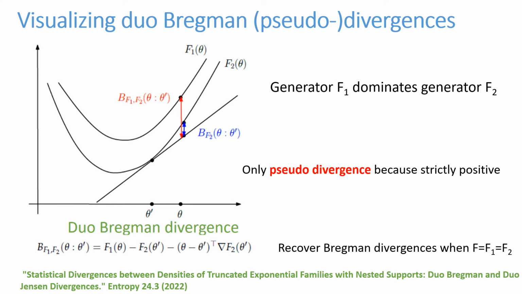This figure visualizes the duo Bregman divergences induced by two strictly convex and smooth functions f1 and f2, with f1 dominating function f2. The equation of the duo Bregman divergence can be interpreted as a vertical gap shown in red here. The duo Bregman divergence is only a pseudo divergence when f1 is different than f2 because it cannot reach the value 0. When f1 equals f2, we recover the classic formula of the Bregman divergence.